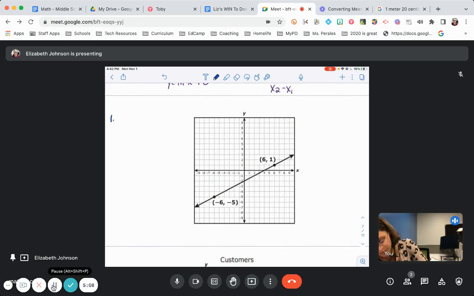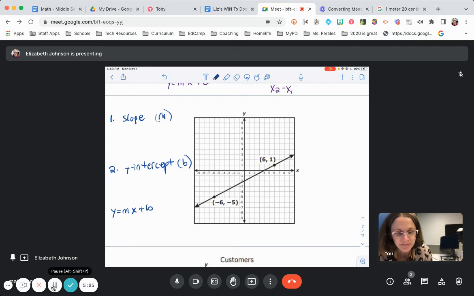Okay, so remember, we need to find the slope, we need to find the y-intercept, and then we're going to use those 2 pieces of information to write the equation of our line, and it should look like this. Y equals mx plus b, where m is our slope and b is our y-intercept. All right, let's get this slope. I'm going to start with my slope formula this time. Let me label my points, x1, y1, x2, y2.